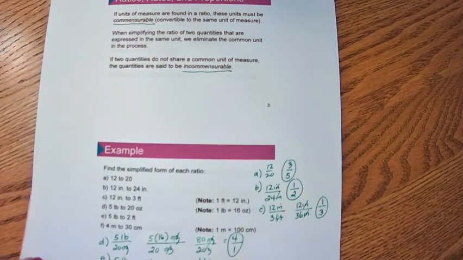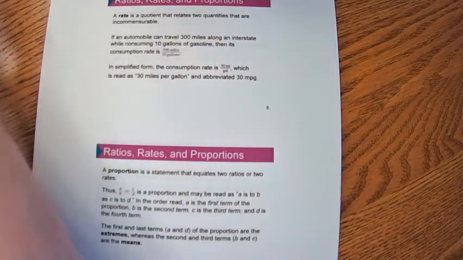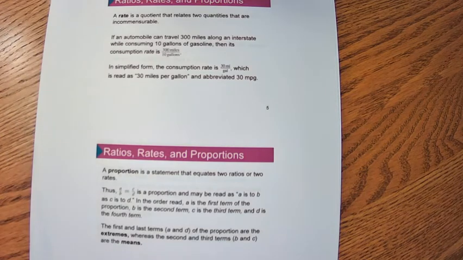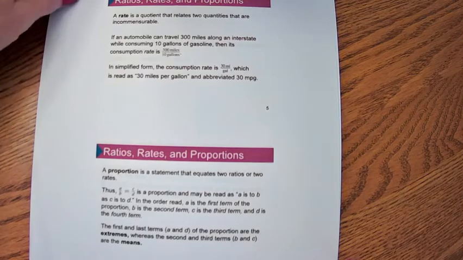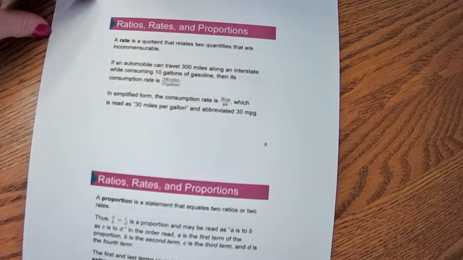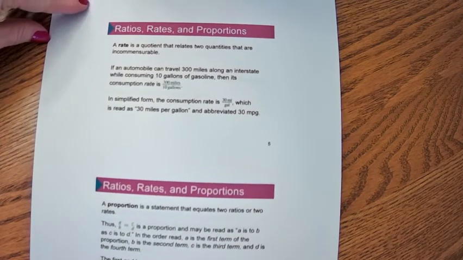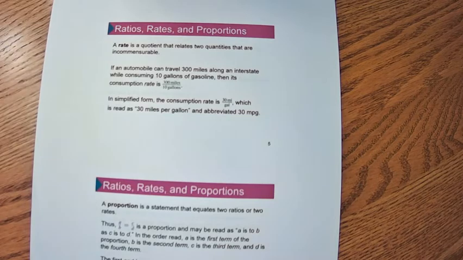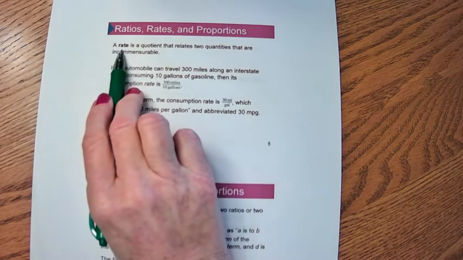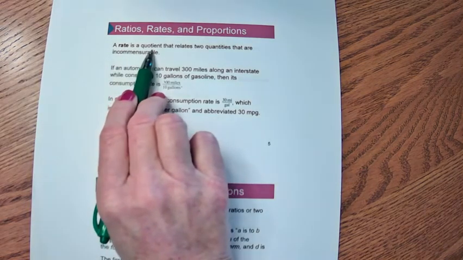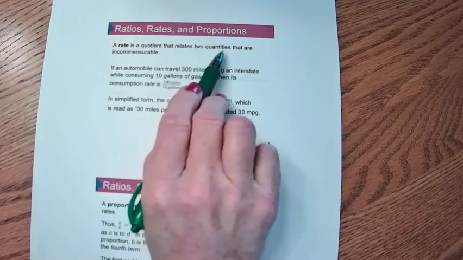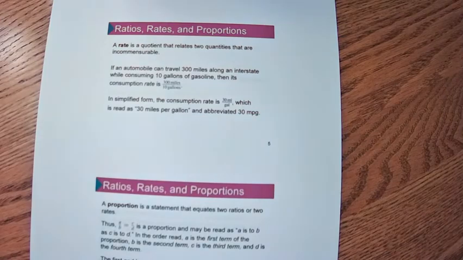So you can see how we simplify our ratios. And they wind up having same units in the numerator and denominator, so you can actually wind up canceling. And your ratio winds up being just a number. A rate is a quotient, which means numerator divided by denominator, that relates to quantities that are incommensurable.